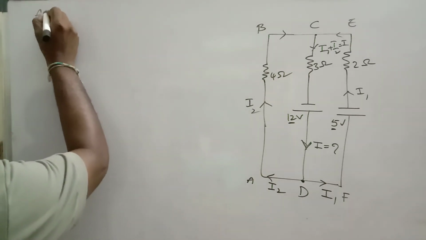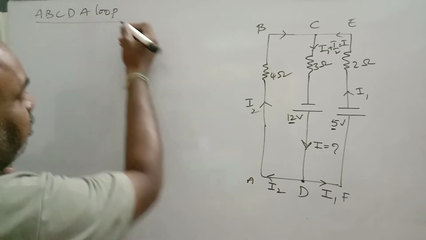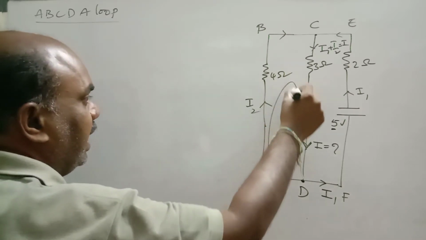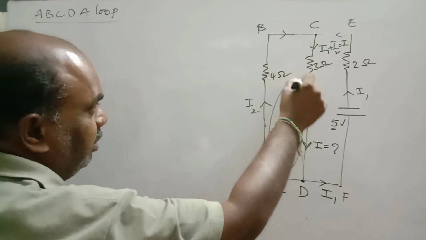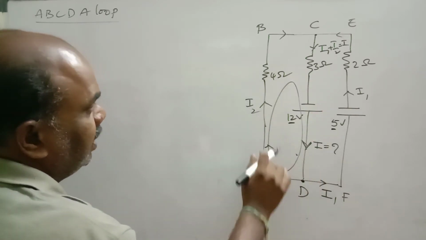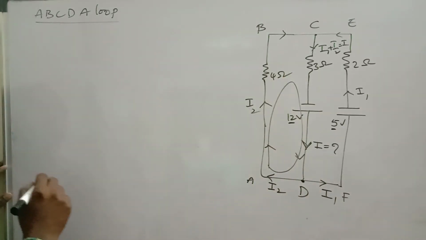Take first loop A, B, C, D, A loop. Loop means starting point and ending point must be same. I started from A and I terminated at A. A to B, B to C, C to D, again D to A. A, B, C, D, like this, this is a clockwise loop.